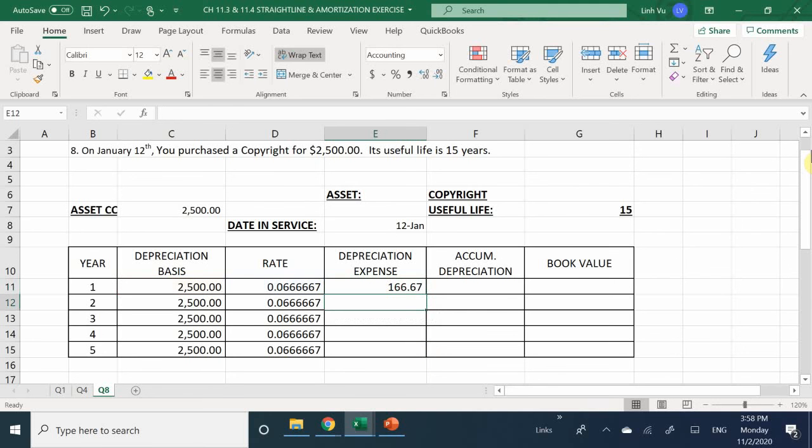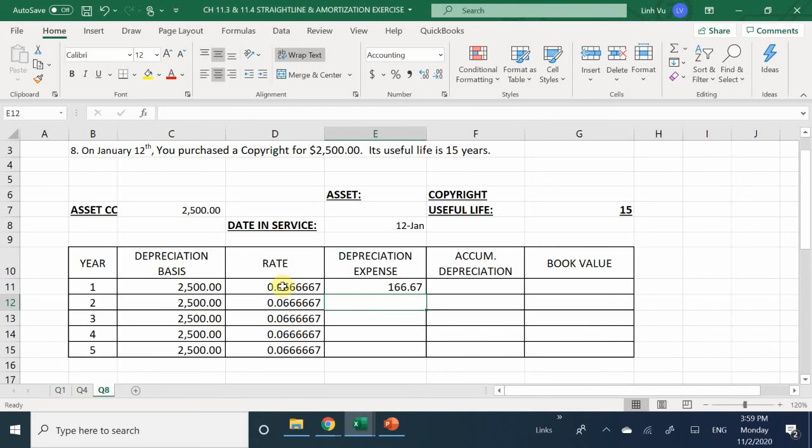$166.65. 166 and 67. Hmm. Did you do equal round, or how did you do this? Yeah, I did. Maybe I didn't have enough. Oh, you typed it in. Yeah, I took the rate that I had typed in. I don't know why it's not coming up.